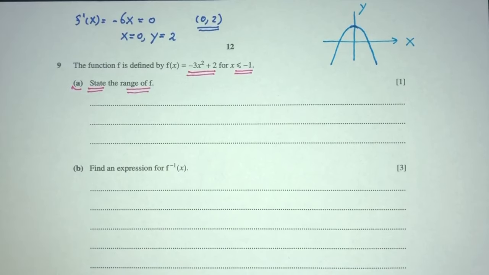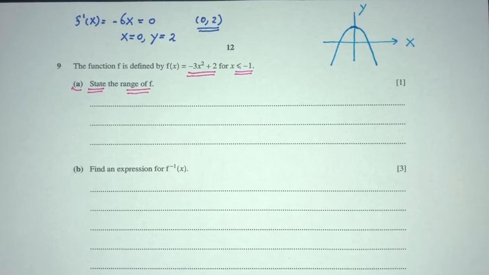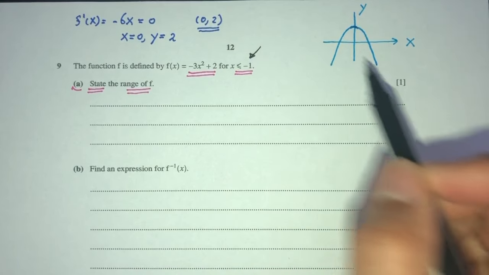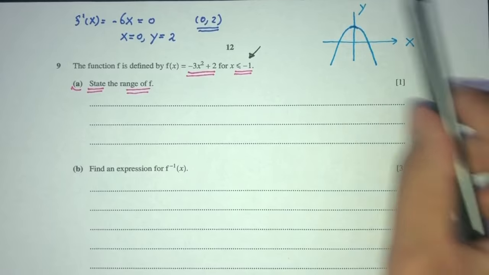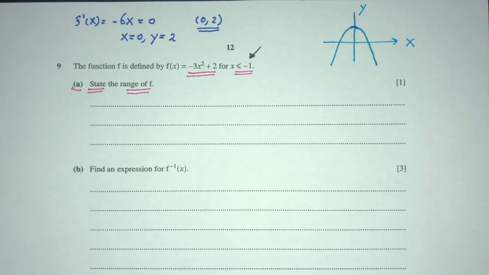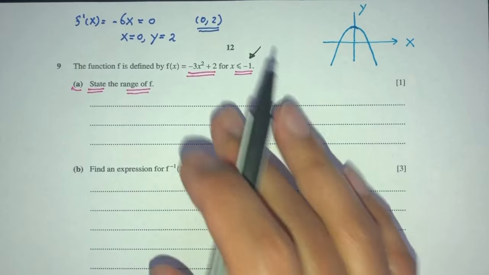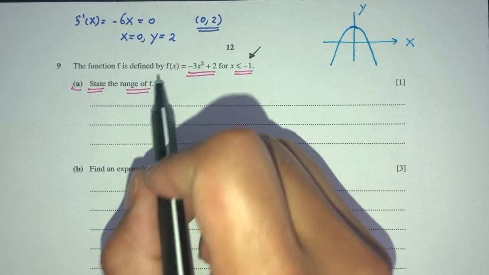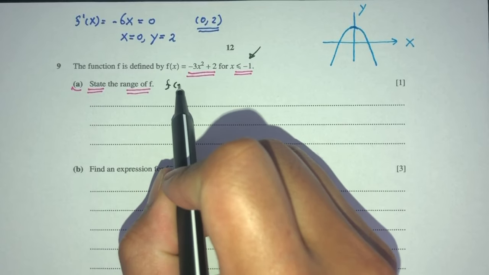Right. That's the first part. Now, according to the question, there's a limitation here. X can only be less than or equal to minus 1. So we cannot take the whole graph into consideration. We have to limit this to x equal to minus 1. Therefore, let's find out what is the value of y or f when x is minus 1.